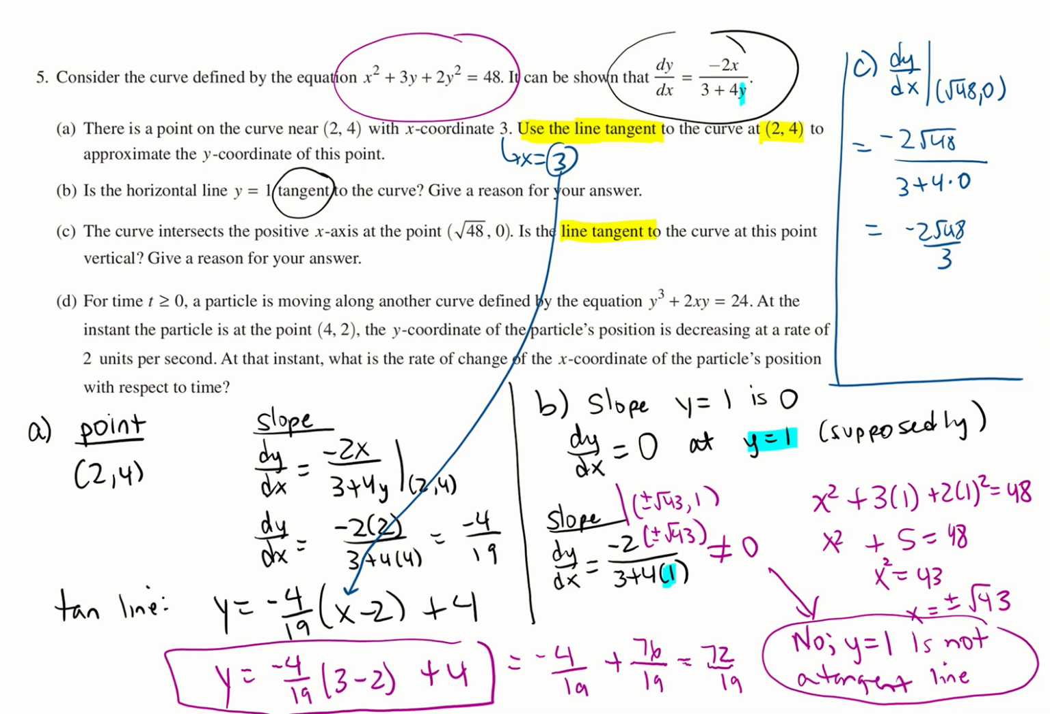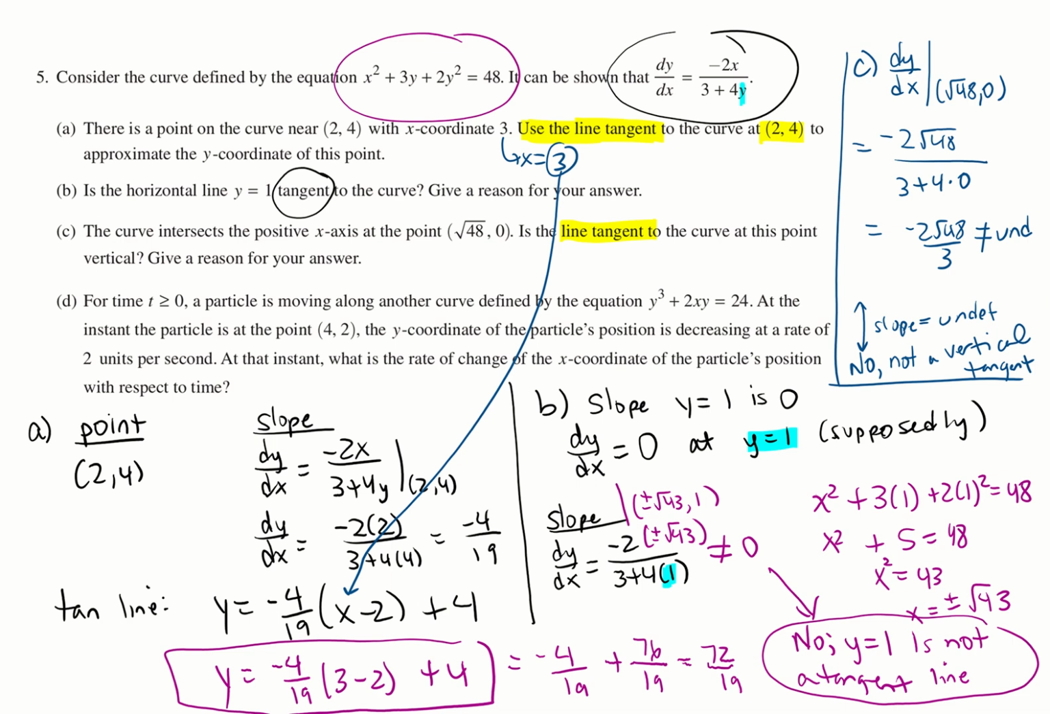Is that a slope that a vertical line would have? No. A vertical line would have a slope that's undefined. The way a slope is undefined is by getting a 0 on the denominator. It's the most common way. But this is not an undefined slope, so this is not a vertical tangent line. Not at that point anyway. There might be ones at other points, but not there.